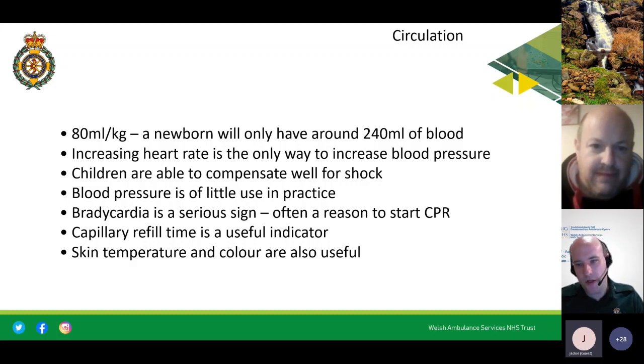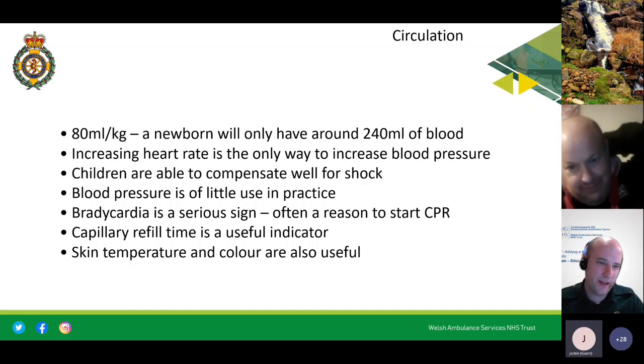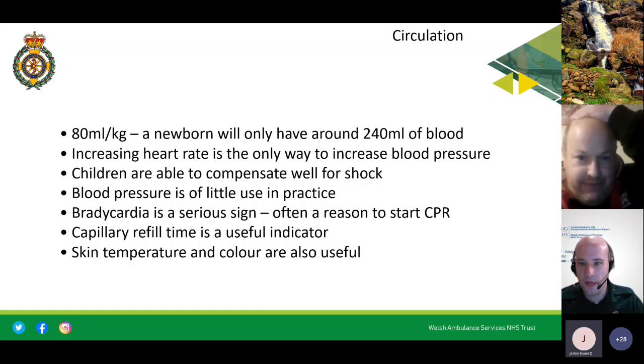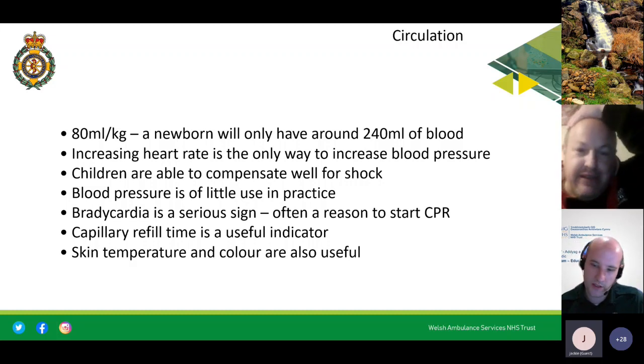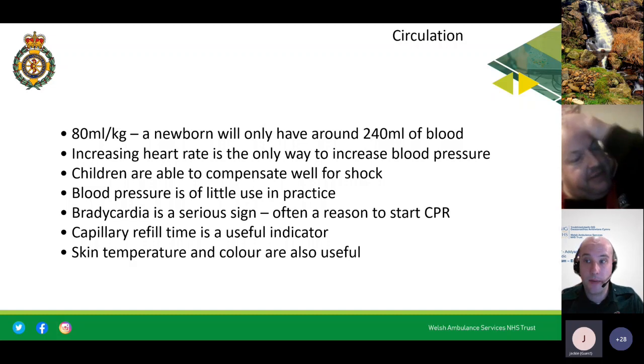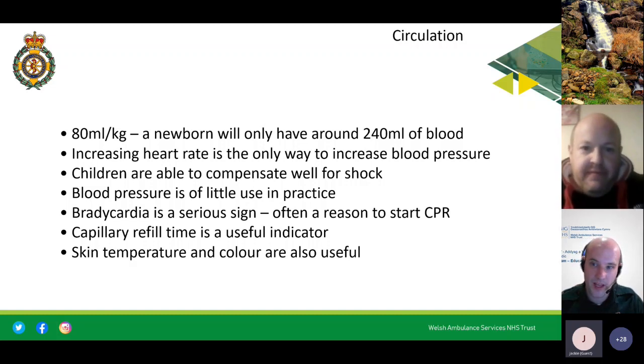That goes up to the age of puberty, so it'll be 80 mils per kilogram. And then when we get to an adult, it's 70 mils per kilogram. So why we tell you that and why that is significant is your child will get dehydrated a lot sooner than an adult would. One of those big questions that we hear, especially from paediatricians and hospitals, GPs, is: has the baby had any wet nappies? If they haven't had any wet nappies, then most likely they are going to be dehydrated.